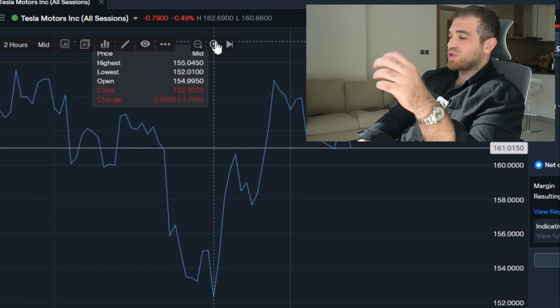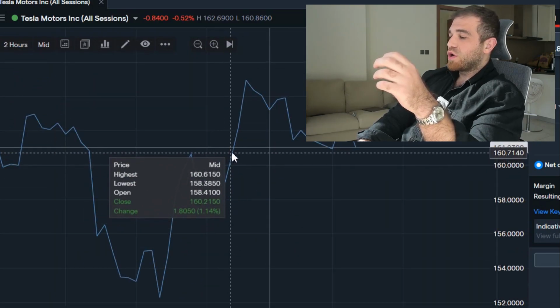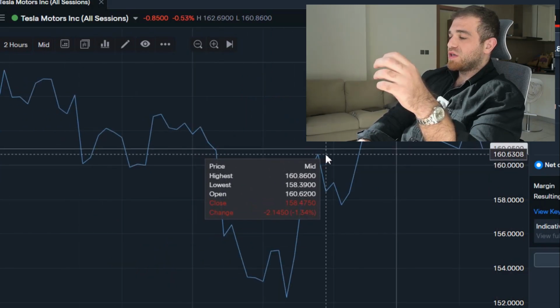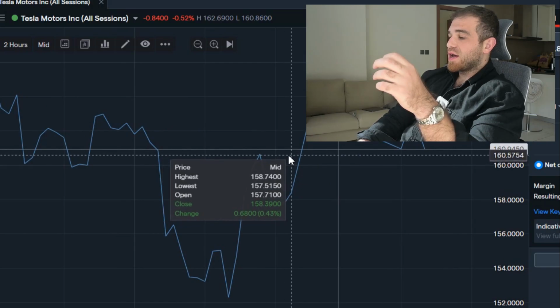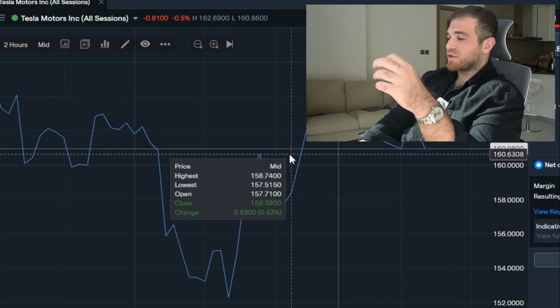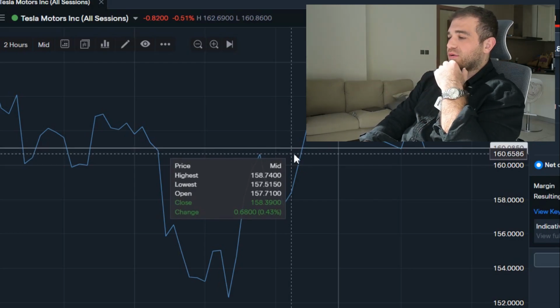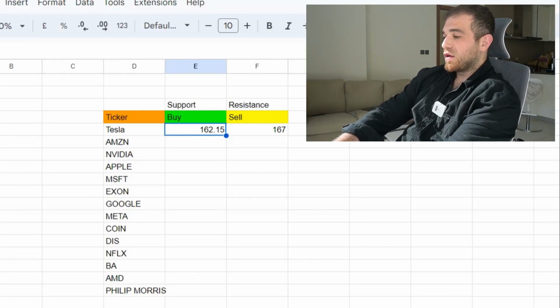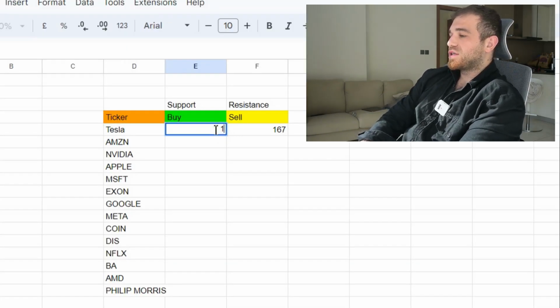The peaks are usually support. So this is the support level. 160.60 is your support here for this trade. Okay, so 160.60. I want to put 160.60 here. Okay, and I want to see my selling price.